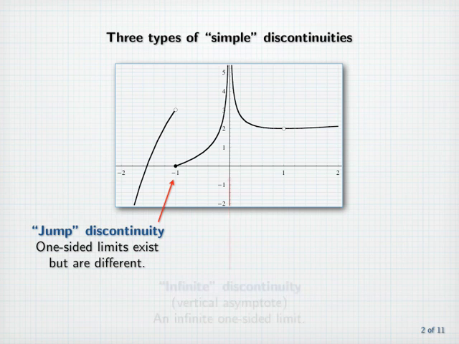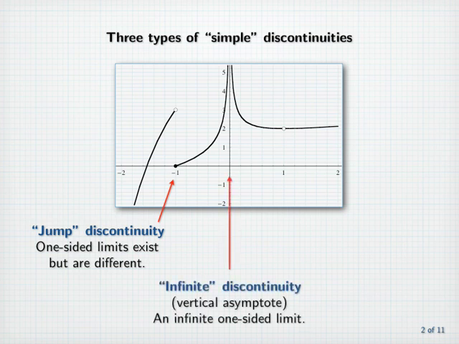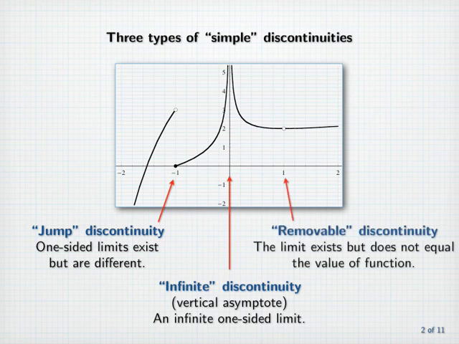The function has an infinite discontinuity at x equals 0. Infinite discontinuities are associated with vertical asymptotes, which occur when at least one of the one-sided limits is plus or minus infinity. At x equal to 1, this function has a removable discontinuity. Here the limit exists but does not equal the value of the function.